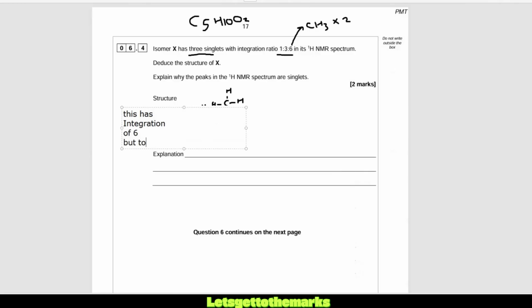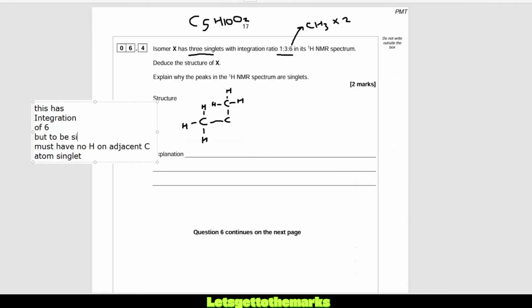The integration value of 6 makes me think it's CH3 times 2. But then I know it mustn't have any hydrogens on the adjacent carbon, right? Because they're telling me that all the peaks produce a singlet. So this would have an integration ratio of 6, the CH3 and the CH3, but that carbon cannot have a hydrogen on it. So I'm going to stick an oxygen coming off of it and a carbon coming off of it. As long as I don't have another hydrogen coming off, that would produce a singlet, because a singlet tells you there's no hydrogen on the adjacent carbon.